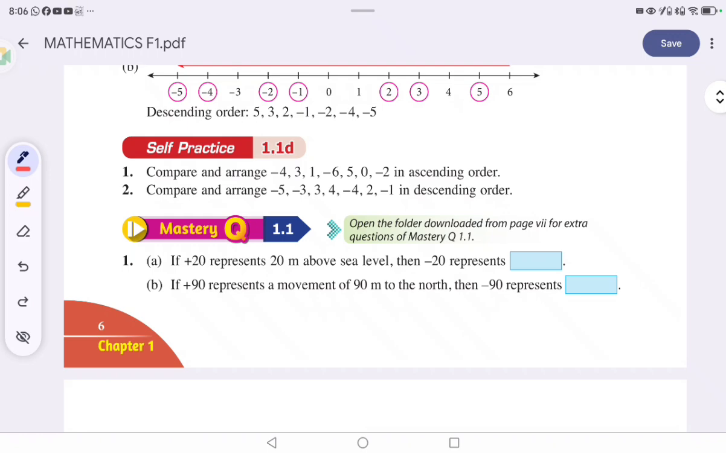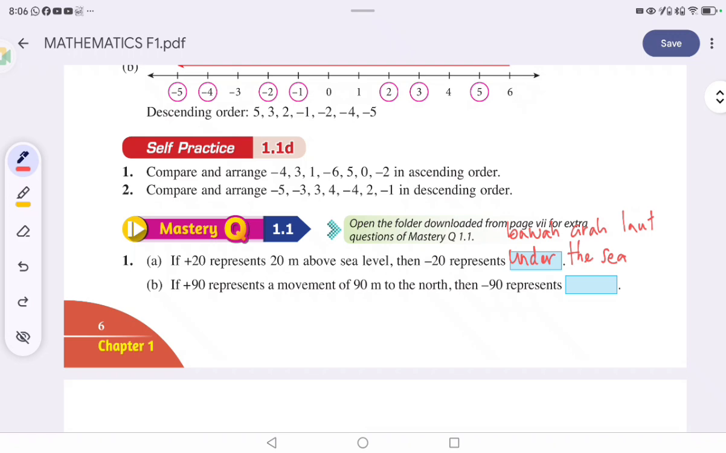Okay, so your answer will be under the sea. Ataupun bawah arah laut. Bawah arah laut lah. Sebab negatif kan.